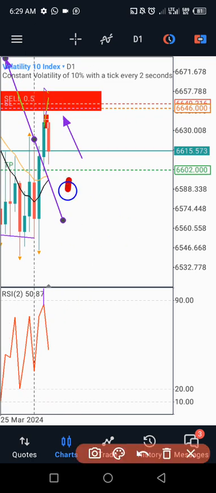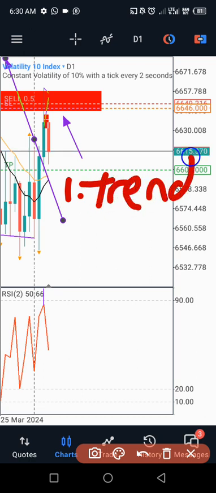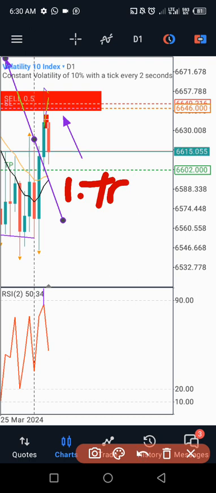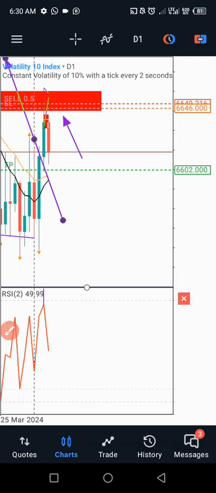So these are just the first two simple confirmations we want to use to take our trade entry. Remember, the first is the trend, which tells us that this is a downward trend. The second is our key level, which is our resistance level. And then the third confirmation will be for us to go now to the 5 minutes or the 15 minutes time frame.